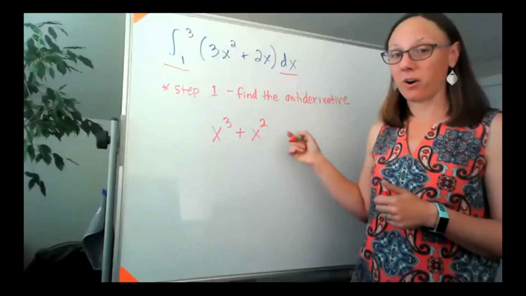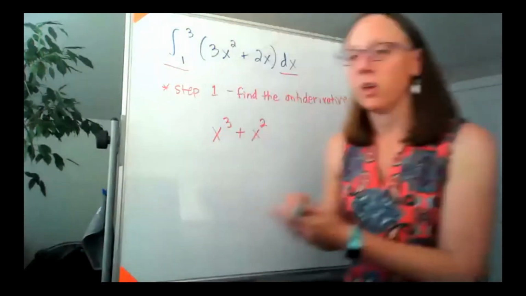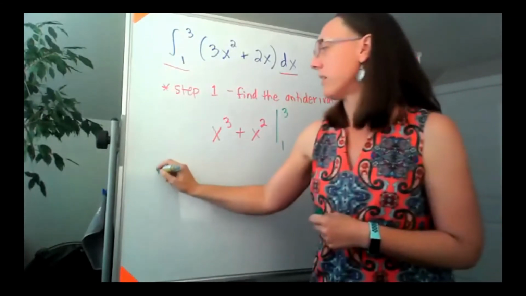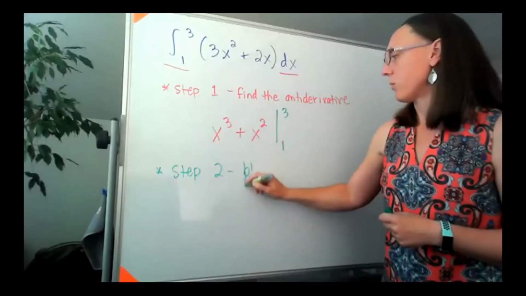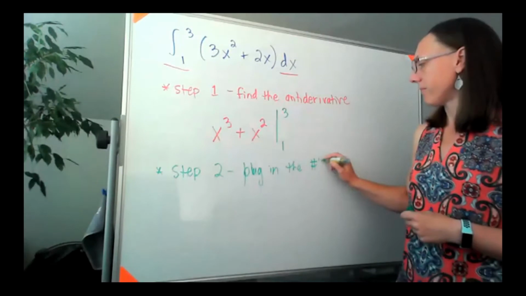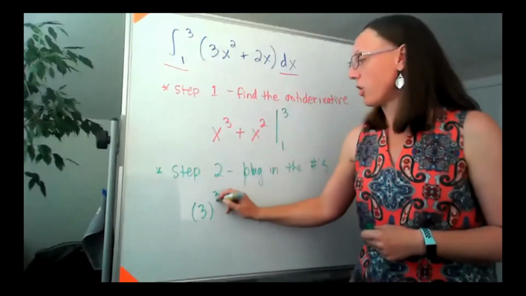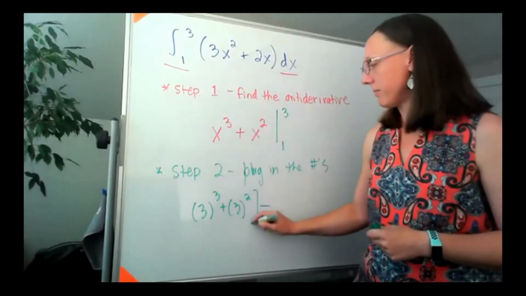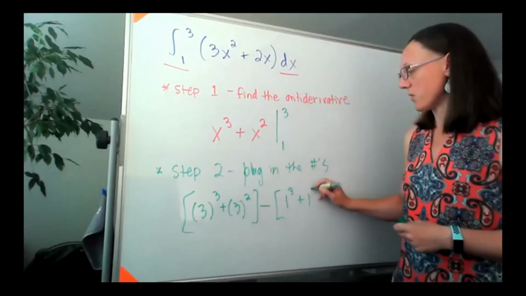And then that second part of the fundamental theorem of calculus, the b minus a part, says we're looking to evaluate this from 1 to 3. And step 2, we're going to plug in the numbers. So in this case, I'm going to plug in the 3 and have 3 cubed plus 3 squared, and then subtract off plugging in the 1: 1 cubed plus 1 squared.